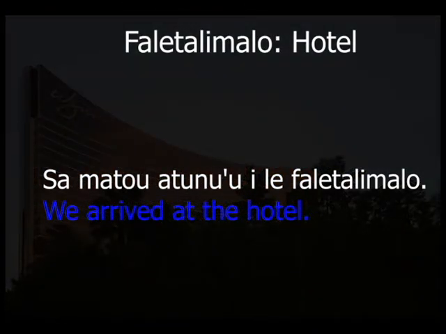Faletalimalo, hotel. Sama ko atunuu ile Faletalimalo. We arrived at the hotel.